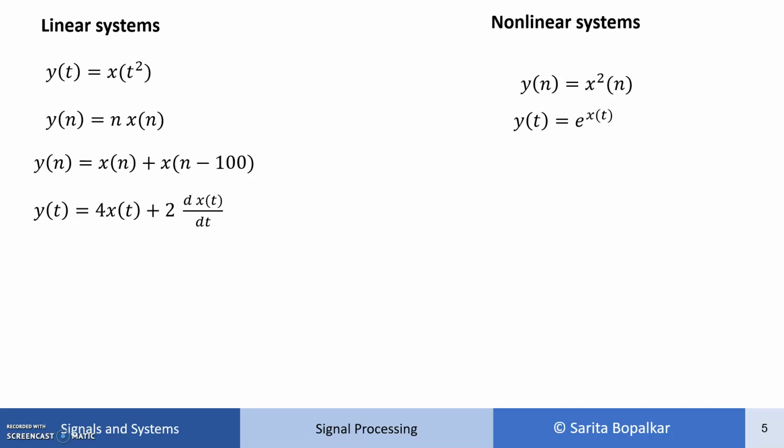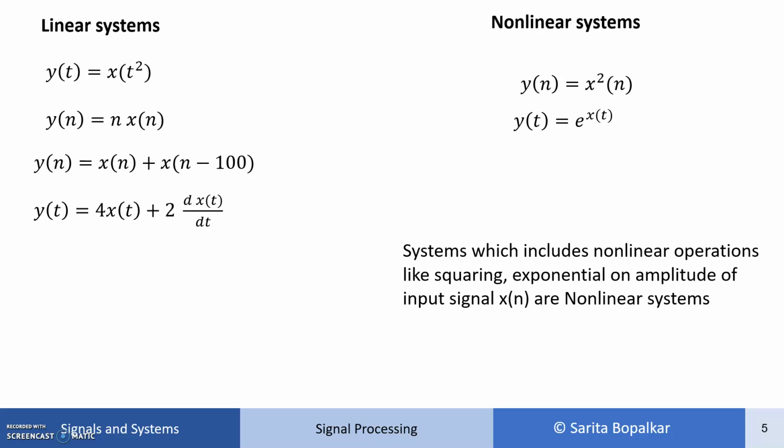You can check: whenever there is an operation on the amplitude of the signal, and if that operation is a non-linear operation like squaring or exponential, the system becomes a non-linear system. The systems which include non-linear operations like squaring or exponential on the amplitude of the input signal x(n) are non-linear systems. So this is all about linear and non-linear systems.